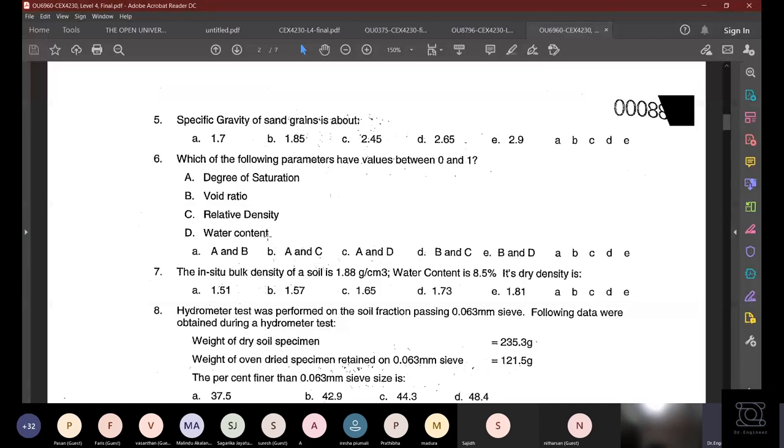So definitely void ratio and relative density won't be in the range of 0 to 1. They will have higher values. Yeah, relative density and void ratio will be having values greater than 1. Right, so both B and C are wrong, right?